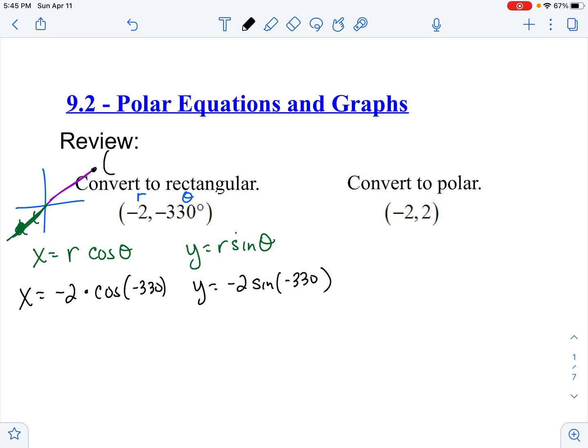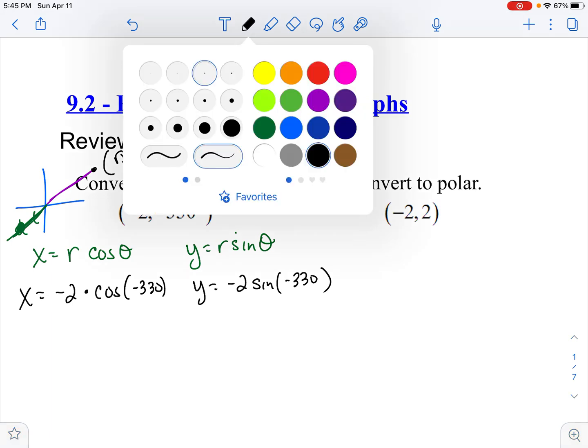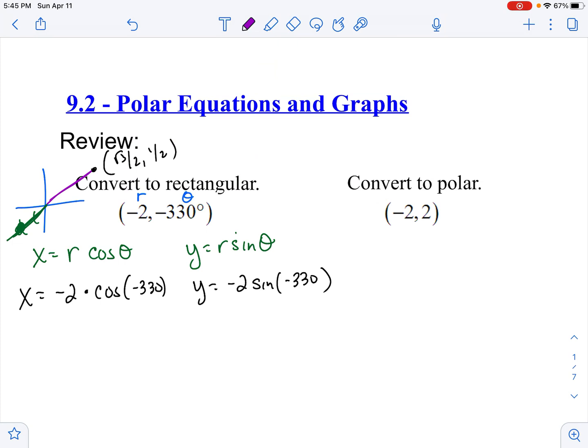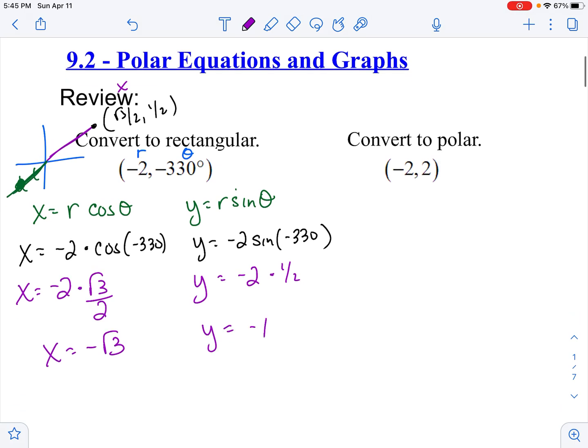So at 30 degrees, our ordered pair is √3/2, 1/2. So again, we want exact values since this is a unit circle problem. So our x value is going to be -2 times the cosine. Remember, the cosine is the x value. So that's going to be -2 times √3/2. So that gives us -√3 for x. And if we go to the y value, that's -2 times sine of negative 330, which is 1/2, so that gives me a y value of -1.